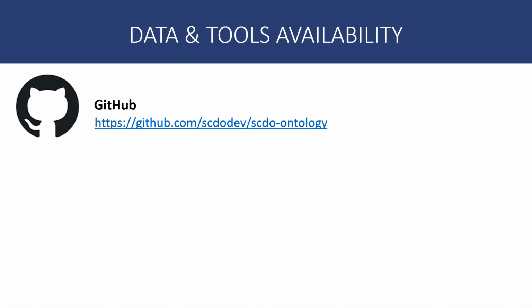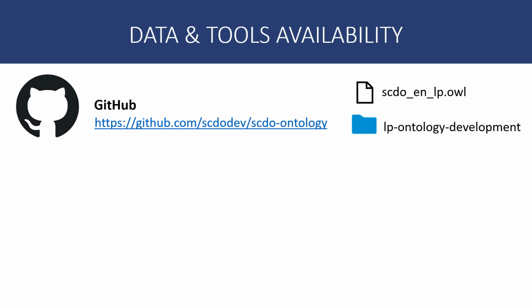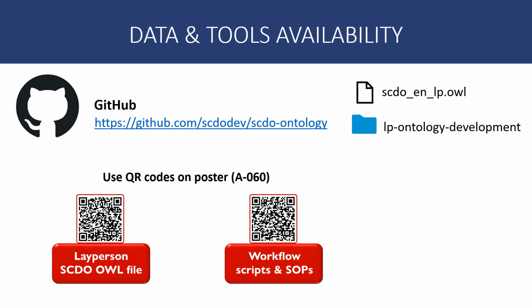The main place for accessing the layperson SCDO and the workflow tools is via our SCDO Ontology GitHub repository. Here you will be able to download the latest layperson SCDO OWL file and find the development folder where you can access the workflow SOPs and Python scripts. Alternatively, you can use the QR codes on my poster to go directly to the relevant links.